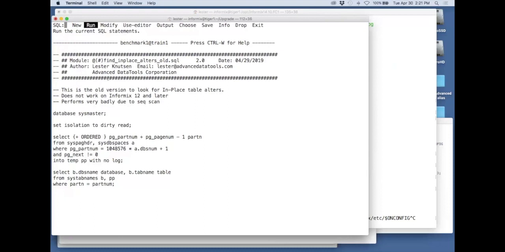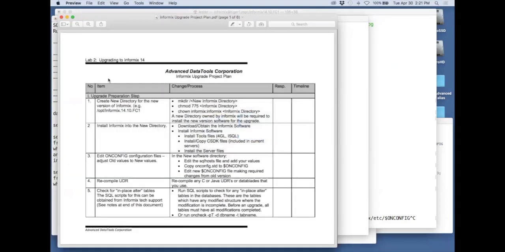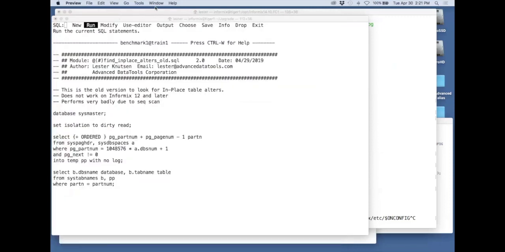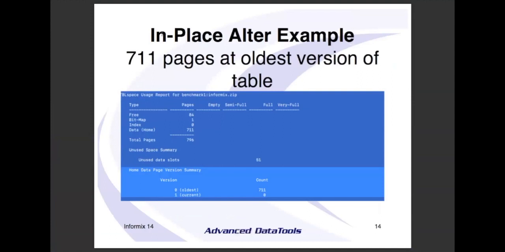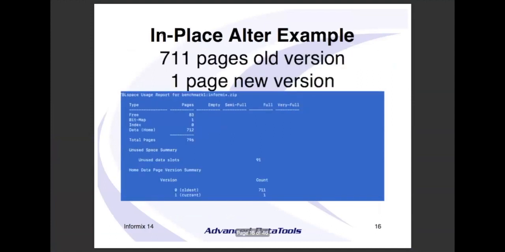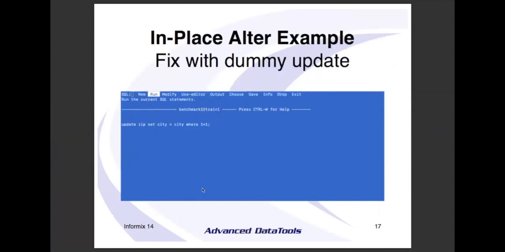How do you fix in-place alters? So this is the script I showed you. I've got the before, did the script. Now I have two versions. Let me get the slides. The way you fix it is you just say update zip set city equals city where 1 equals 1. This goes through and will force every row to be updated to the new schema.